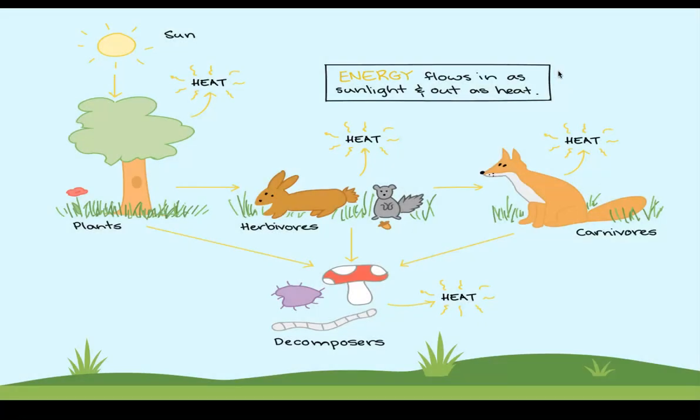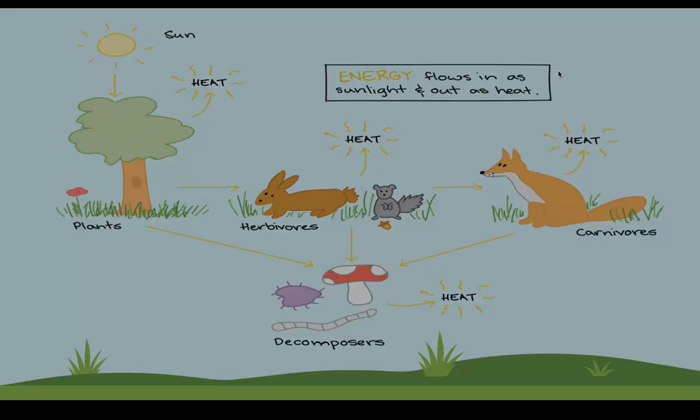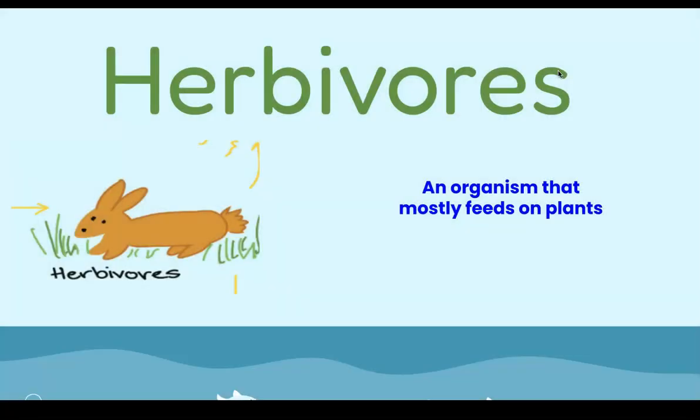Next, we're going to talk about the energy in an ecosystem and how it flows in as sunlight and out as heat. There are animals such as herbivores, which is an organism that mostly feeds on plants. They only eat plants, or if it was a human, they would only eat vegetables.